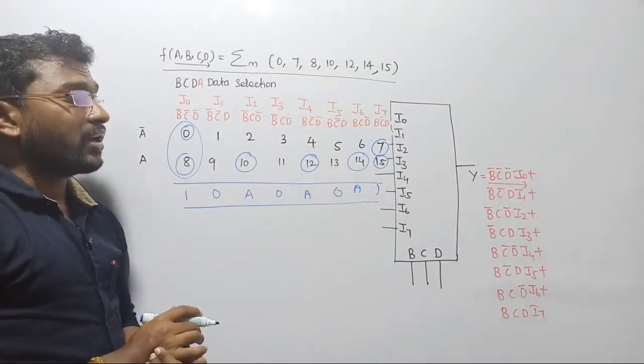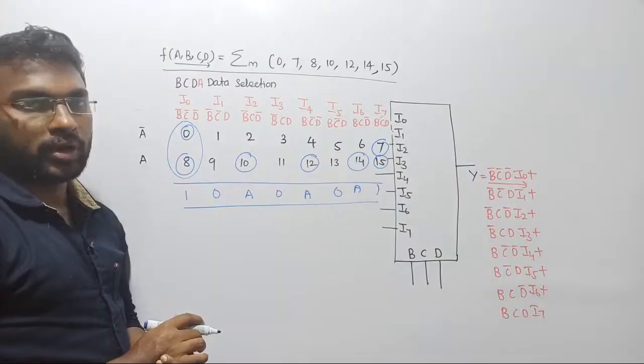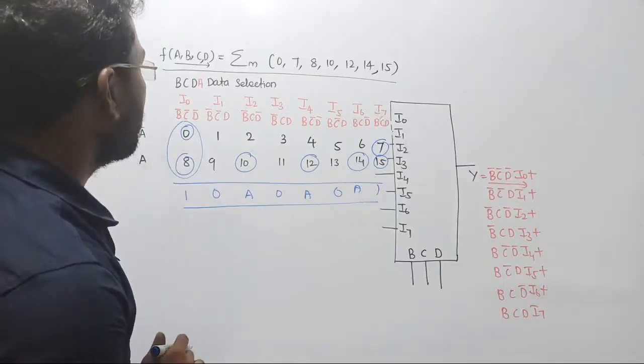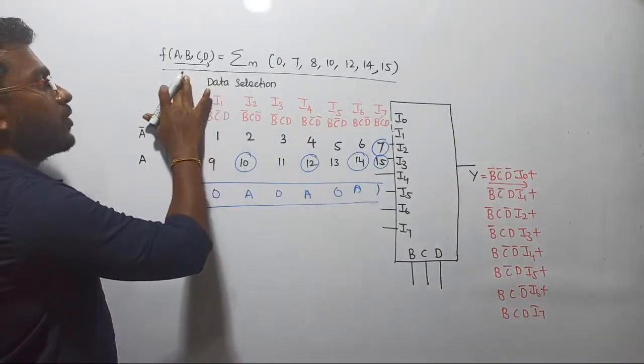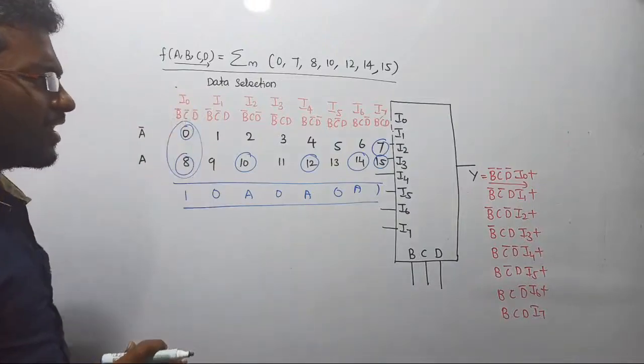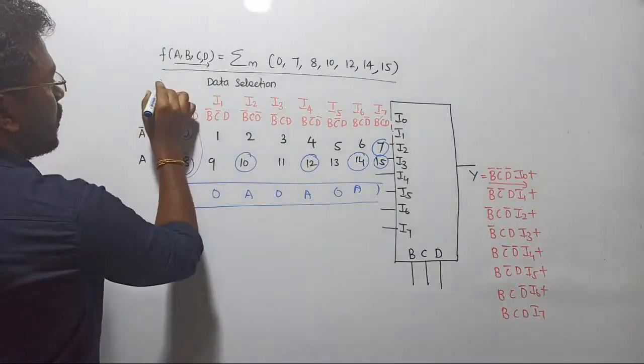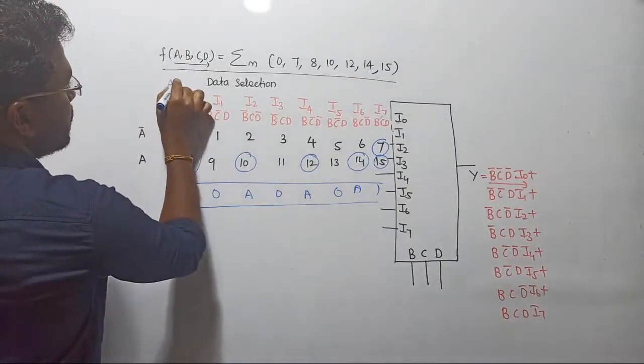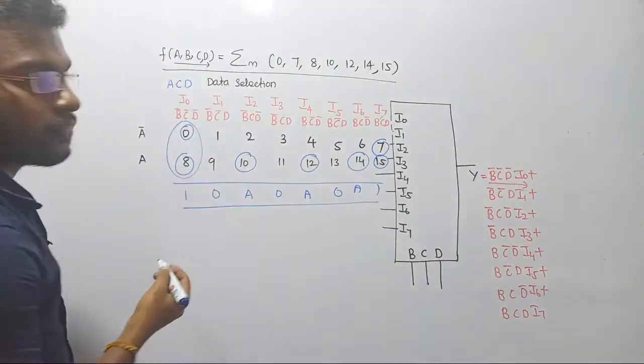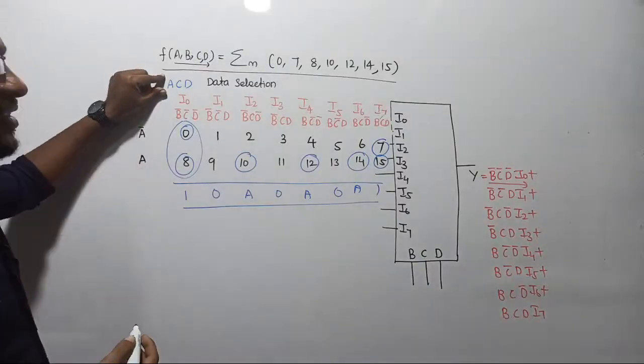Okay, let us take one more type, right? Now in order to get a clear idea, let us take one more type of data selector. Let me write it directly instead of writing a long story. Let us consider ACD as the data selector. Given it is ACD as the data selector.